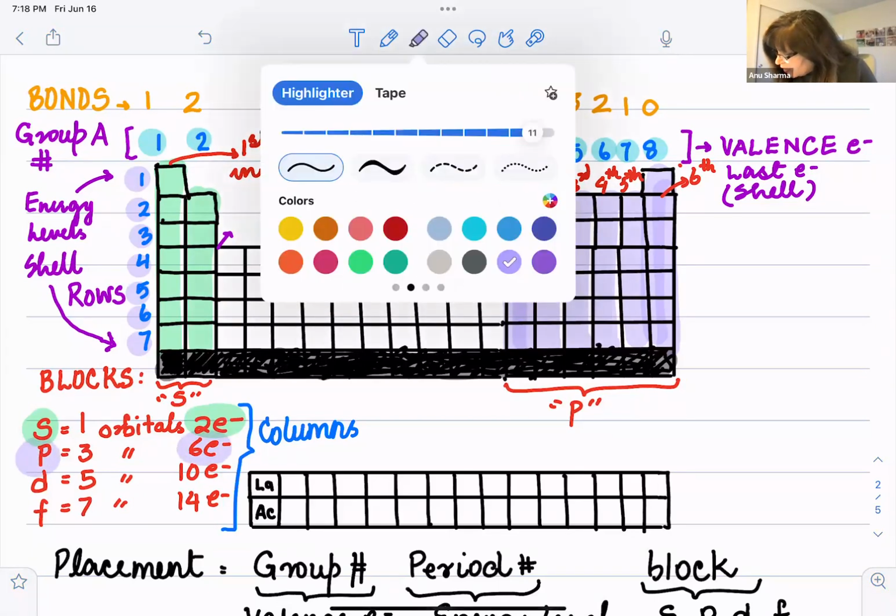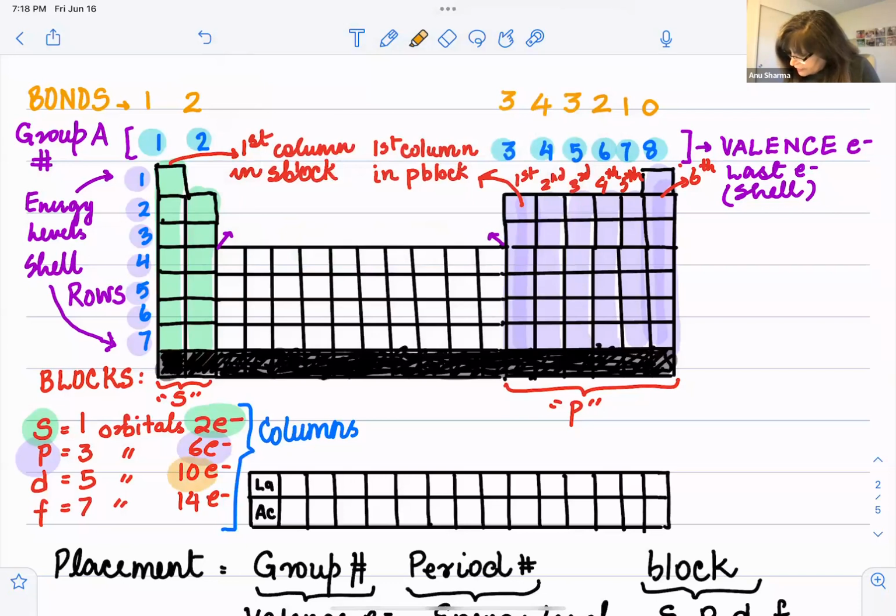Now look at the D block, 10 electrons, D. So this is first D, this is the electron that is going to be ending. The last electron is going to go in the D block, in the D orbital. But if it's only 1 electron that goes in the D orbital, then it's going to be placed here in D1. 2 electrons in D, D2.